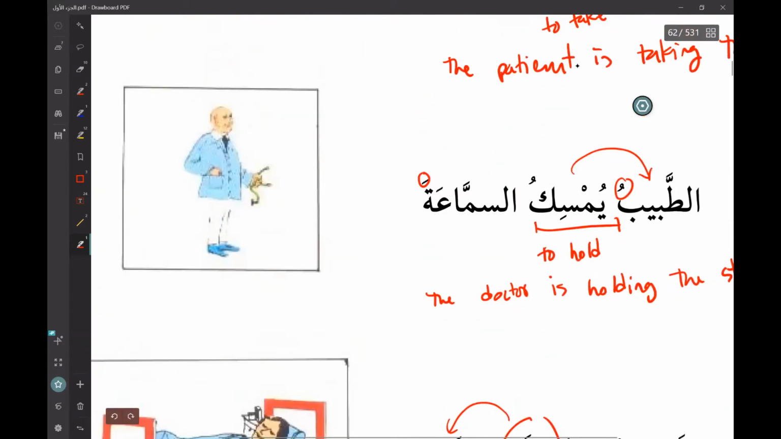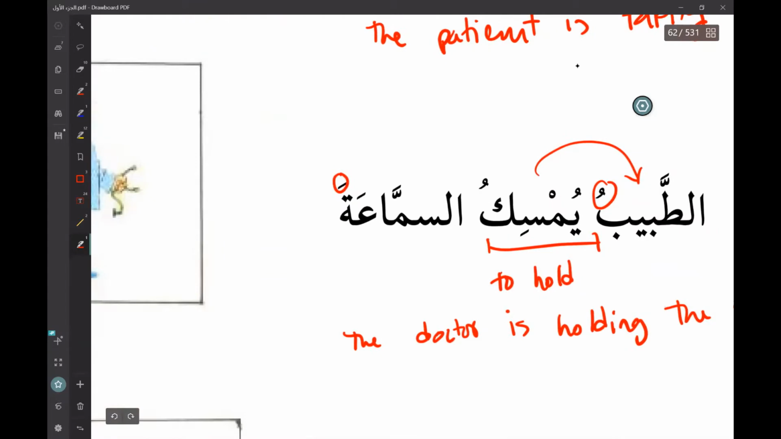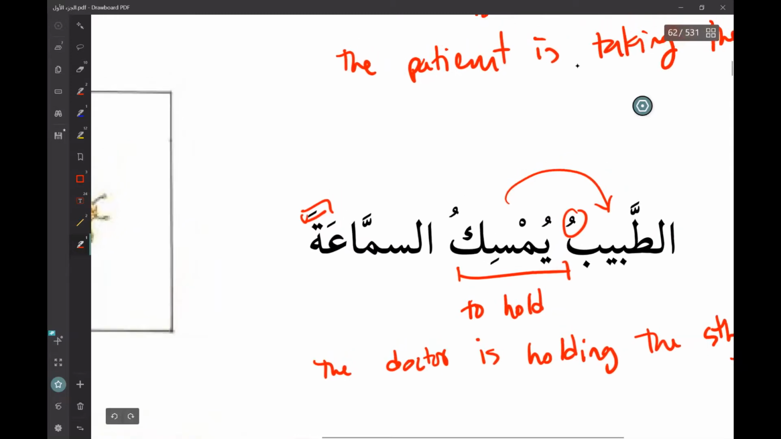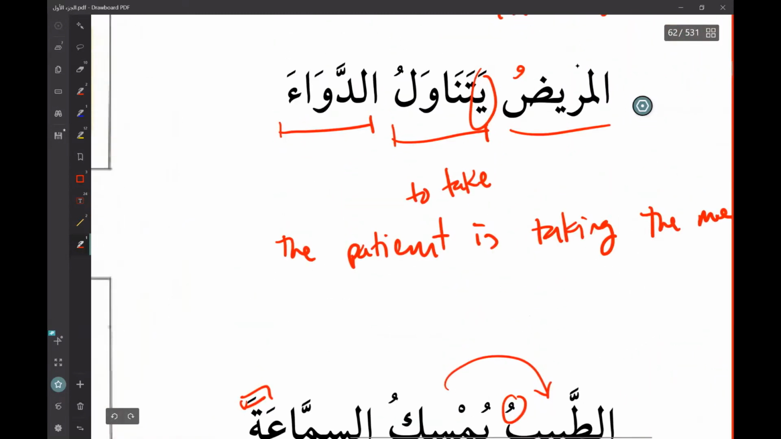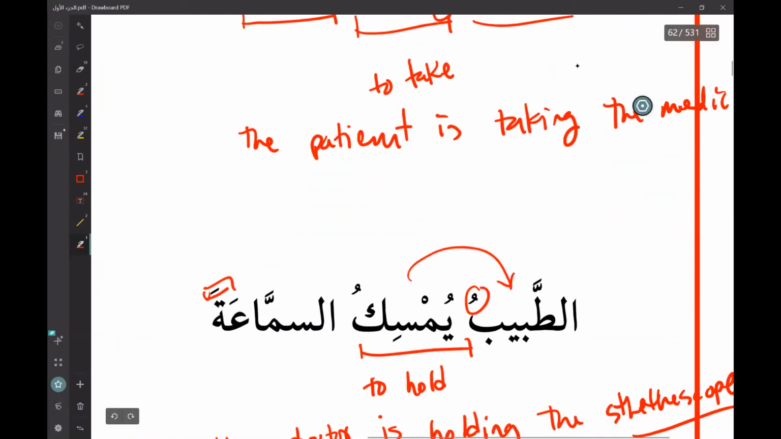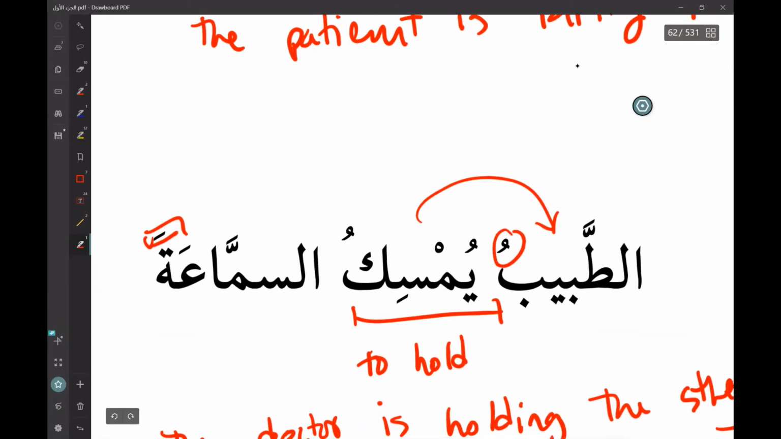And when we have an object of a verb, then we put fatha, right? Here we have a fatha. So yumsiku, what is he holding? He's holding a samma. Okay, so we put fatha on the samma. And for everything else, when there is no reason, the default is dhamma. Okay, so we have a tabibu with dhamma.